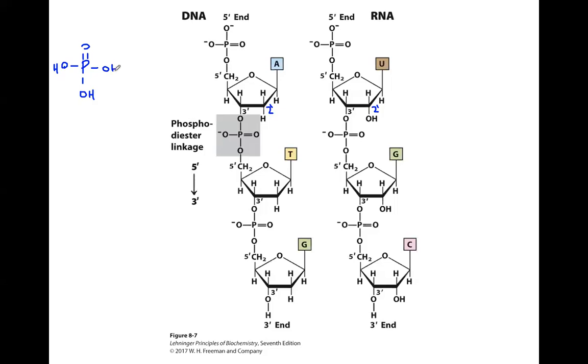So phosphoric acid can form esters, just like any acid can form esters. And now there are 3 hydroxy groups, right? So you can form a monoester, diester, or triester. So for the structure of DNA or RNA, it's a diester, which is important, right?